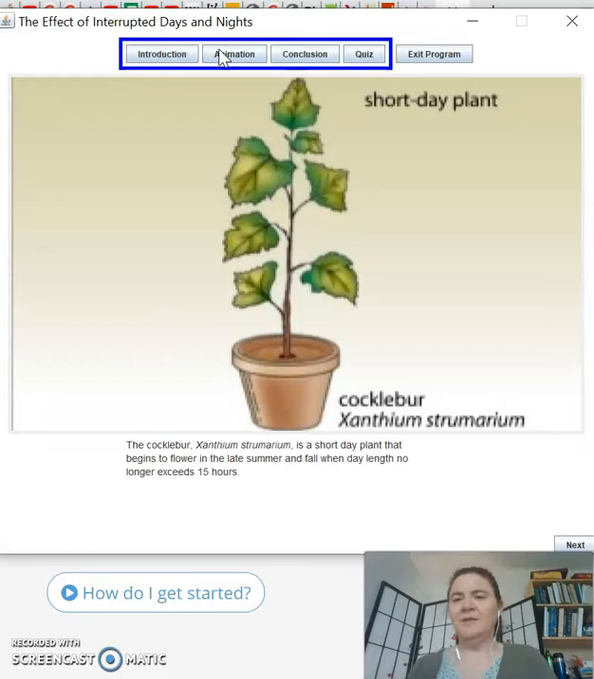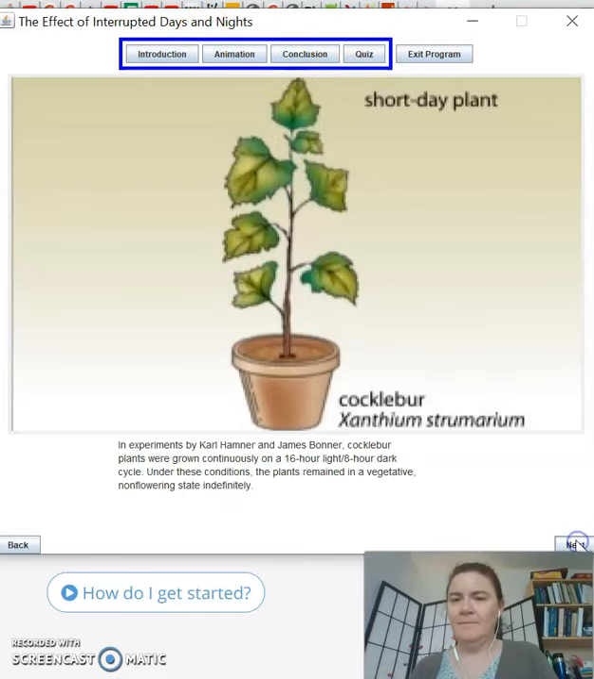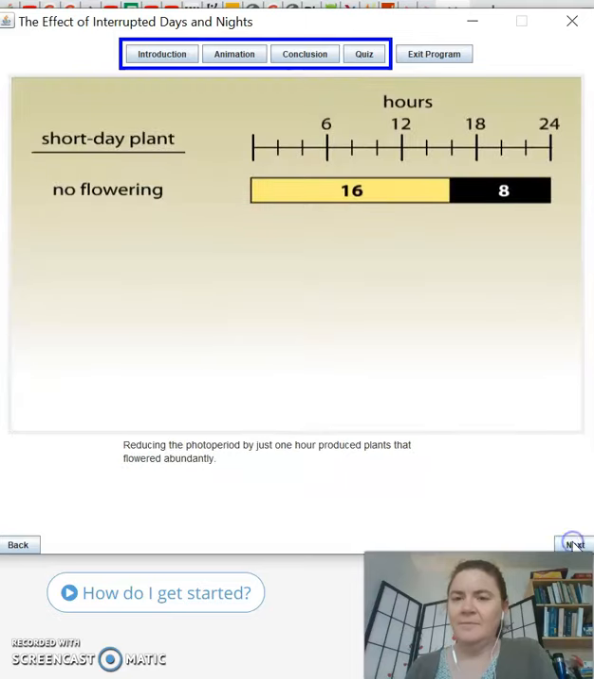So here we have the animation. We have the short day plant, with the scientific name, that begins to flower in the late summer and fall when day length no longer exceeds 15 hours. In an experiment by Carl Hammer and James Bonner, the cocklebur plants were grown continuously on 16-hour light, 8-hour dark cycles. Under these conditions, the plants remained in a vegetative, non-flowering state indefinitely.